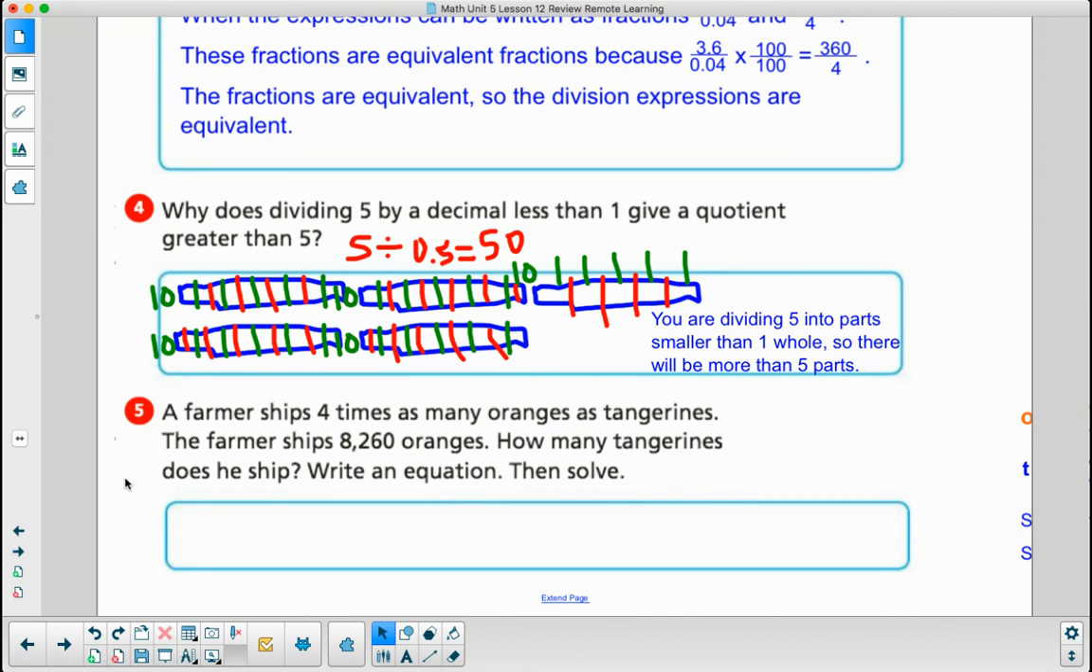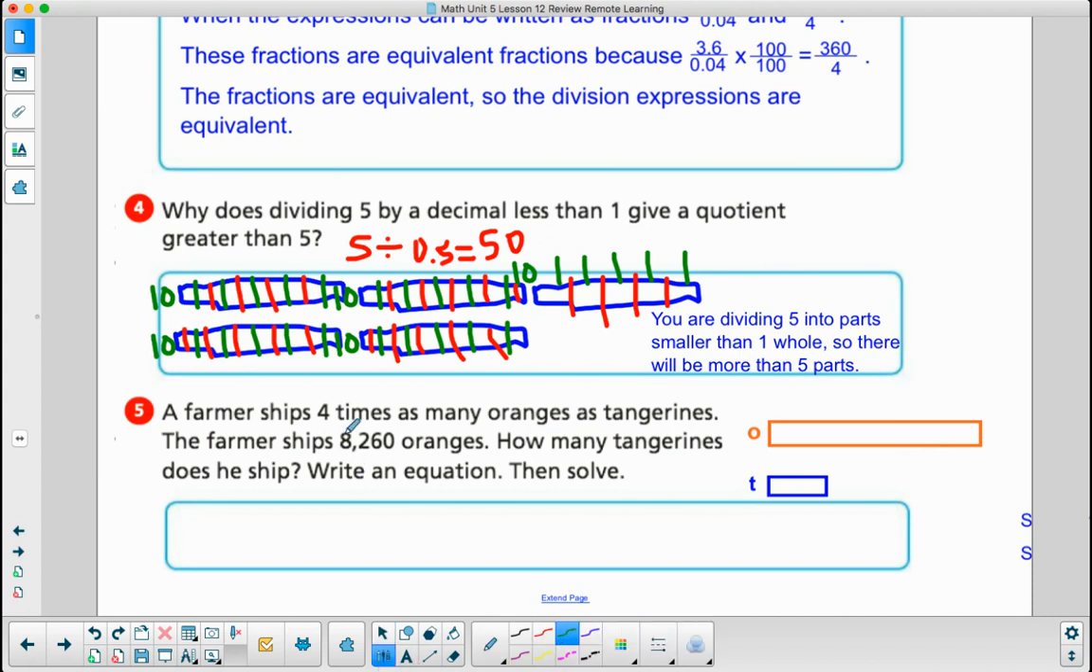Number 5, a farmer ships 4 times as many oranges as tangerines. The farmer ships 8,260 oranges. How many tangerines does he ship? Write an equation, then solve. All right. Before I would write an equation, I would use a diagram. My diagram would look probably similar to this. I know he has more oranges than tangerines, so I draw it to show that my tangerines are about 1/4 the size of my oranges.